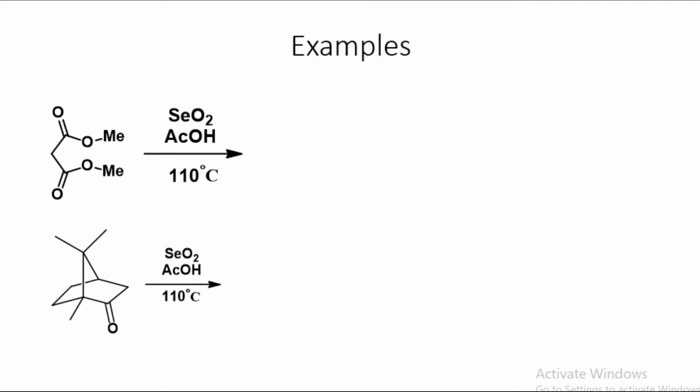There are some examples I have chosen. This is a diester. Here there are 2 hydrogens which are very much acidic and activated by this ester group, because it can form a carbanion if the hydrogen is abstracted by any base, and it is also doubly activated by the ester groups. By the previous mechanism you get the product.